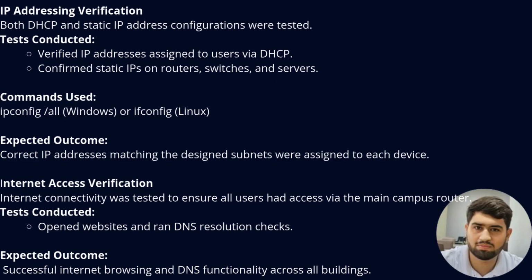IP addressing verification. Both DHCP and static IP address configurations were tested. Tests conducted verified IP addresses assigned to users via DHCP and confirmed static IPs on routers, switches, and servers. Commands used: one for Windows and one for Linux. Expected outcome: correct IP addresses matching the design subnets were assigned to each device.